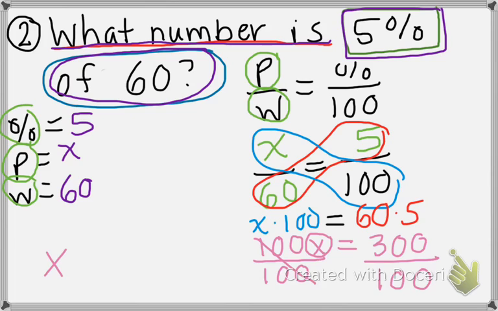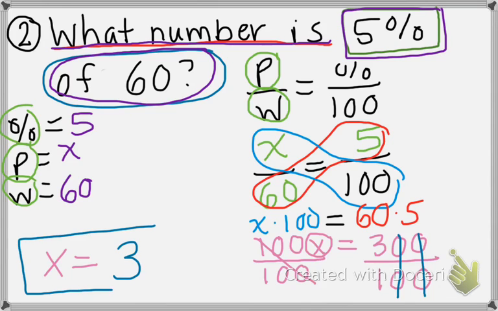And as we can see here, we can divide 300 and 100 by 100, right? So the 0 trick. The 0 trick means we can cross out those, and we can cross those out. Okay, so we're left with 3 over 1, which is 3. So X equals 3. What number is 5% of 60? The number 3 is 5% of 60.